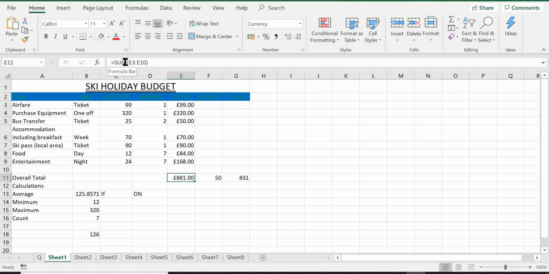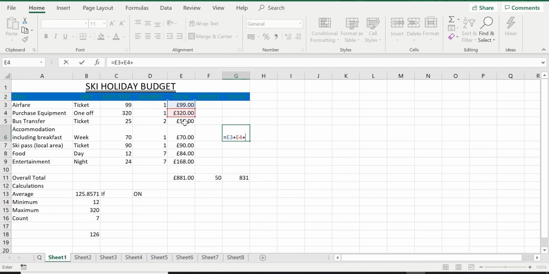So functions are amazing. They generally reduce time. For example, if I was to use a formula to add all these up, I would have had to do equals. As a matter of fact, I'm going to show you a quick example. Okay, so equals, I would have had to do E3 and then the plus sign. Let's get the plus sign in. Then E4 plus E5 plus. You getting the picture?